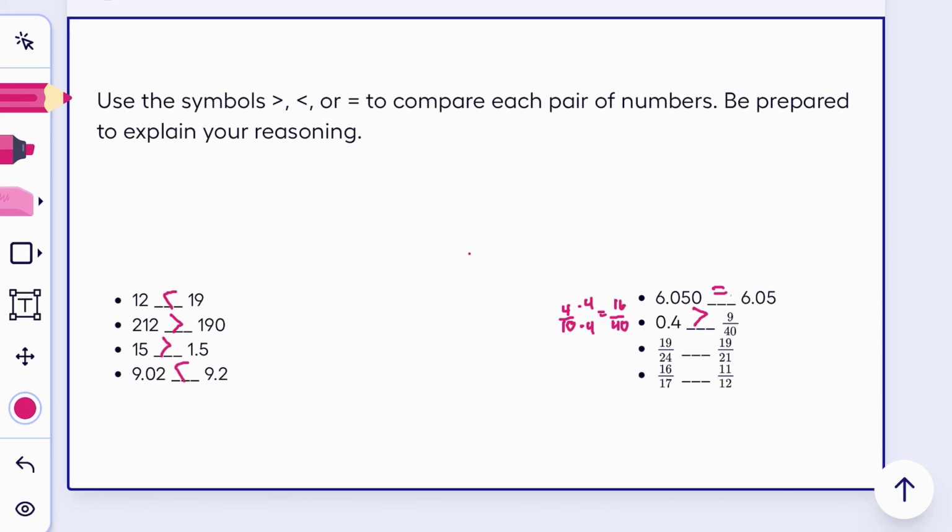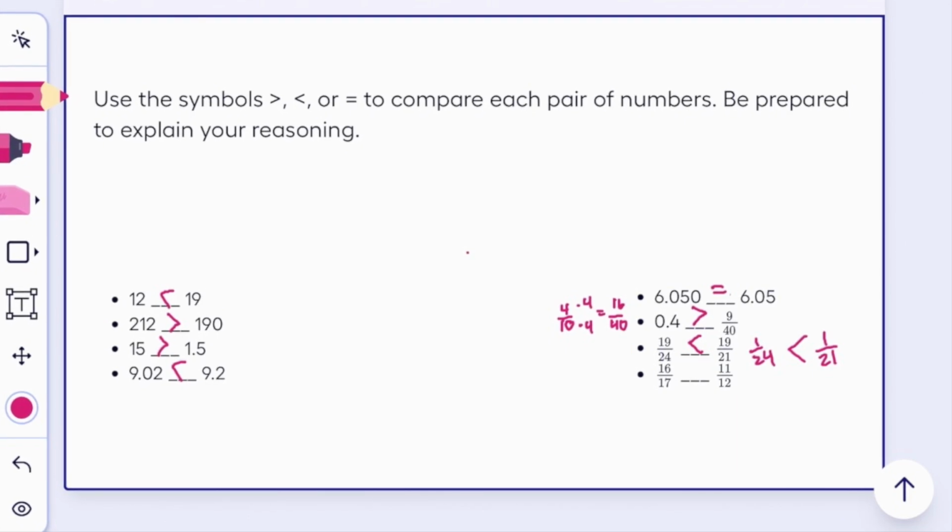Now, picture the denominator of a fraction as one big piece of pizza that you're cutting into many different slices that make up the whole. So one of the pizzas you cut into 24 pieces, and the other pizza you cut into only 21 pieces. So those slices are going to be bigger. 1 out of 21 is bigger than 1 out of 24. So because of that, 19 of those bigger slices is a bigger number than 19 of those smaller slices.